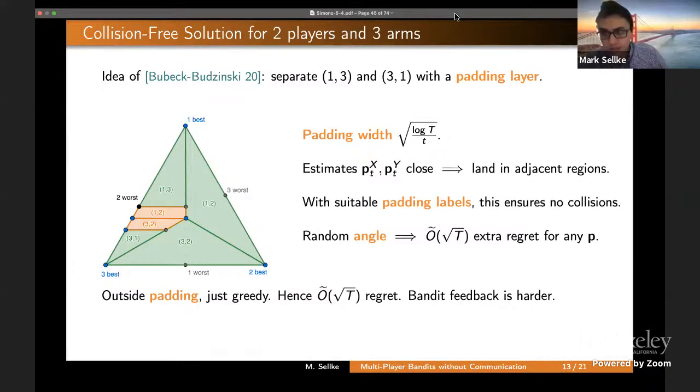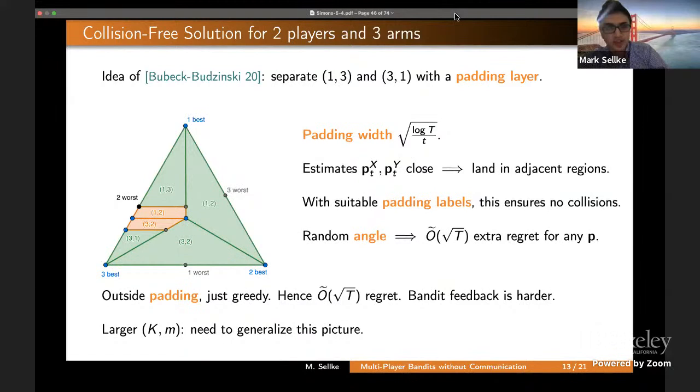Another thing is that with these pictures, you can think of things as full feedback, but things become a lot harder if you have bandit feedback. It turns out you can turn this picture into an algorithm, but if you come up with some other way to do this, it might be hard to turn it into a bandit feedback algorithm. I won't say too much about that part.